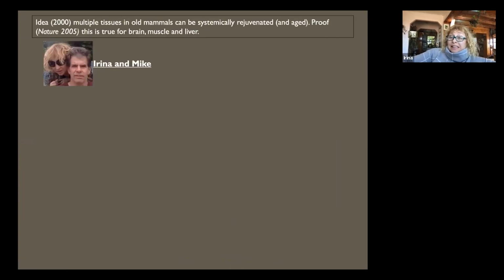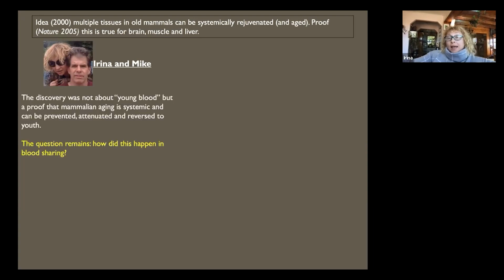So to summarize, basically everything before neutral blood exchange, in the 2000s, Mike and I had an idea that multiple tissues in old mammals can be systemically rejuvenated and aged. And we published the proof of that in Nature 2005. And the discovery was not about young blood, but the proof of principle that mammalian aging is systemic, right? It's in the blood and it is reversible. So the question to us still remains, how did it happen in blood sharing? What happened?